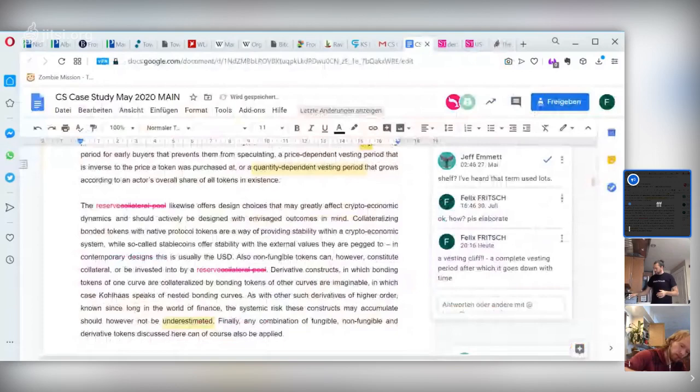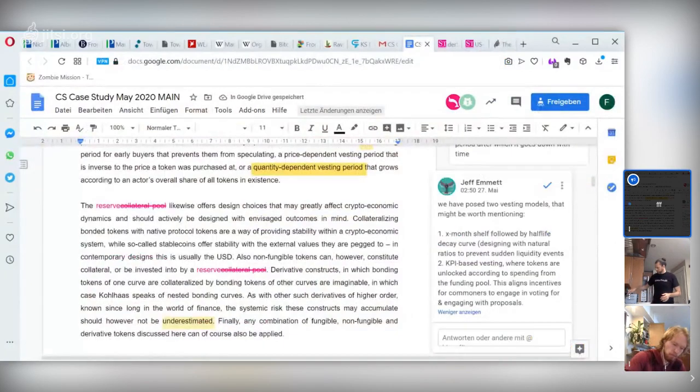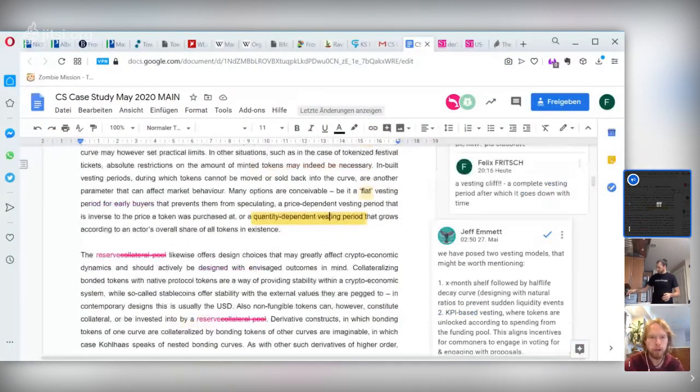So, the quantity-dependent vesting period. Oh, we're deep in technicalities.